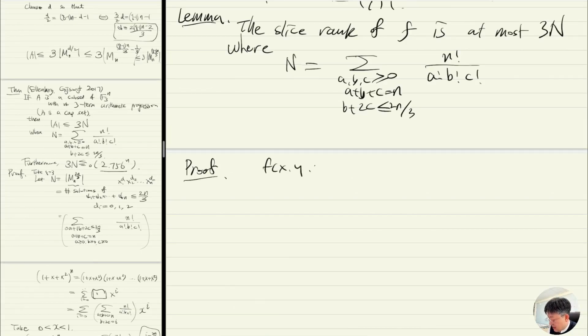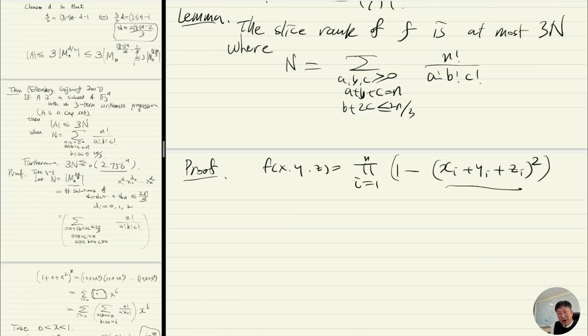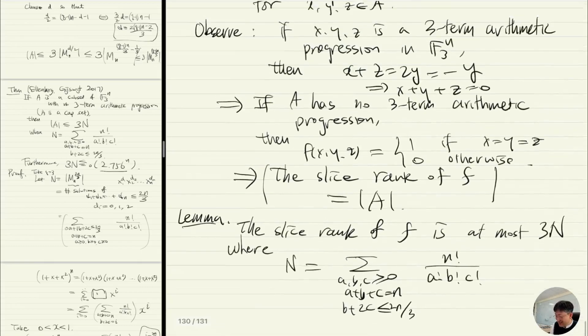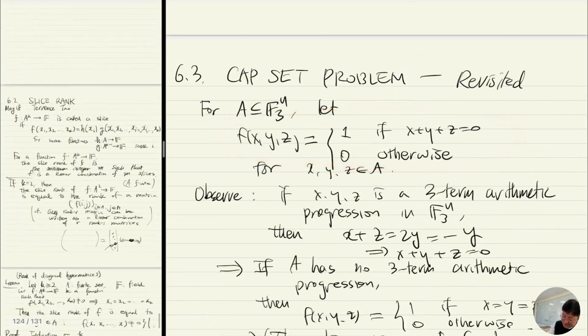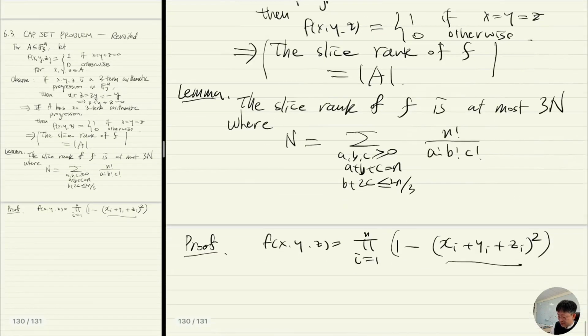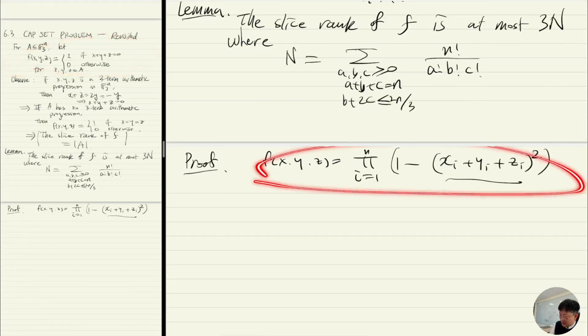Now let's look at this f(x, y, z). You can think of it as a product over each coordinate. If x_i plus y_i plus z_i is 0, then we're multiplying 1, right? So 1 minus 0 is 1. And if it's non-zero, then we are multiplying 0, because if this is plus or minus 1, then 1 minus 1 is 0. So this is exactly the description of this function. This is the same function. So you can write this as this polynomial.